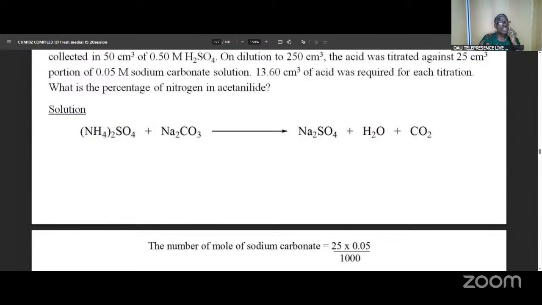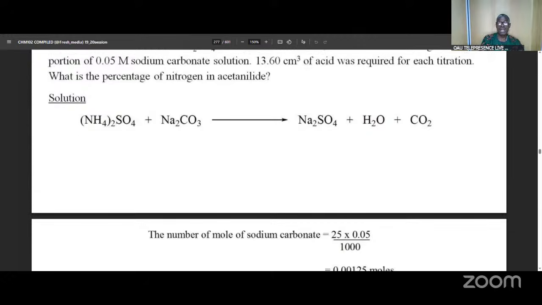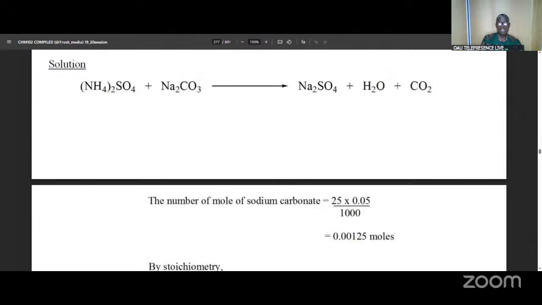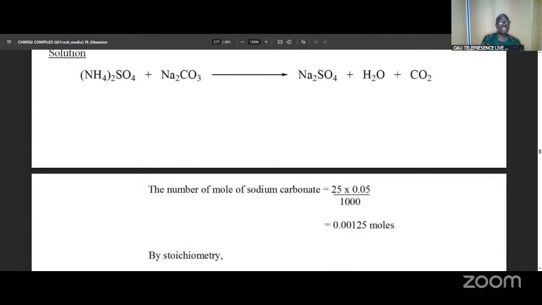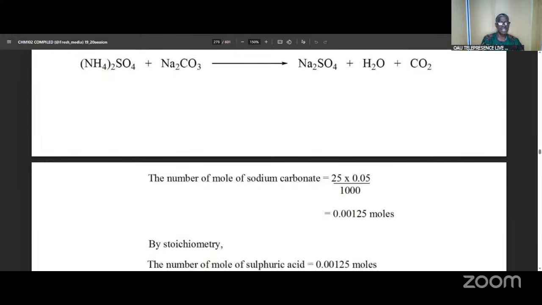So the first equation now is the ammonium sulfate is reacted with sodium carbonate solution. And then what do we have here?